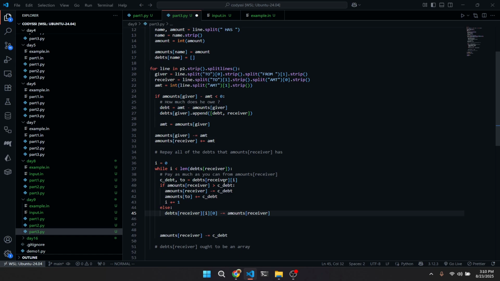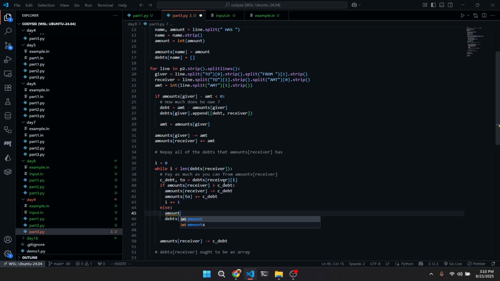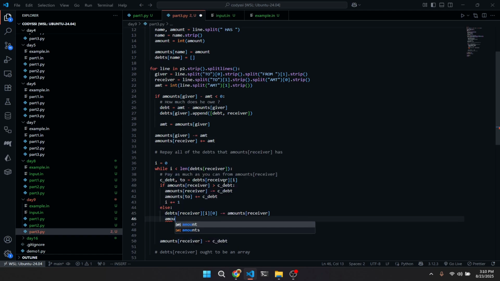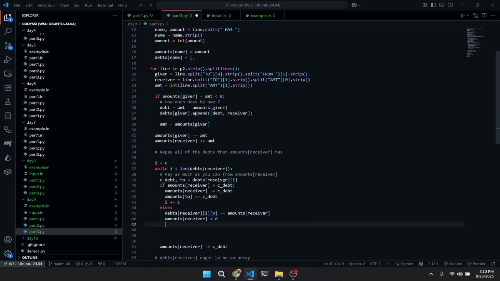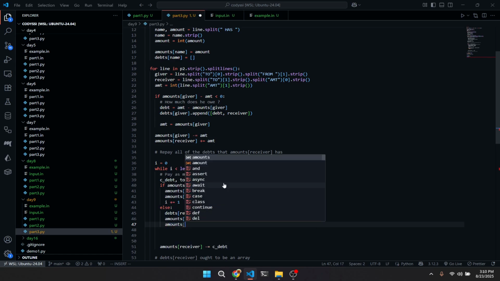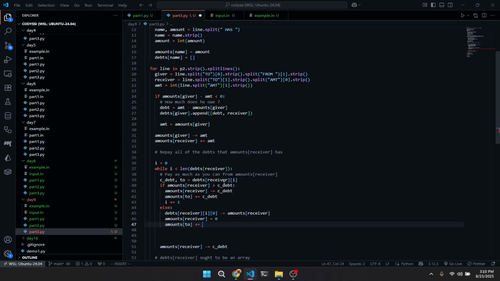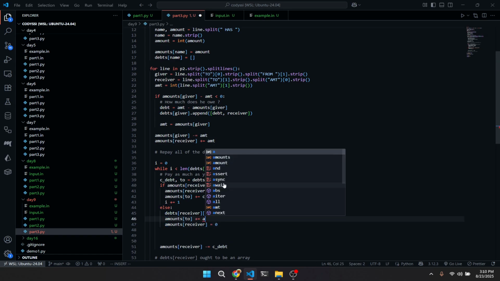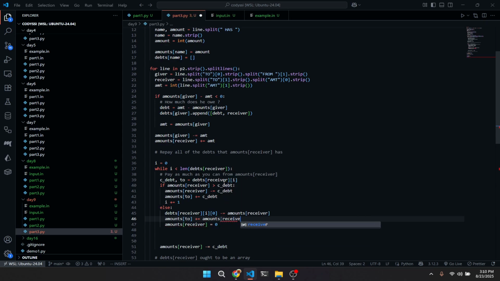So I pay amounts at receiver, right? So I pay all of it, which means amounts at receiver is now 0 because I essentially paid all of the money that I could, and then they actually received all of the money that I paid them. And my debt is now smaller.